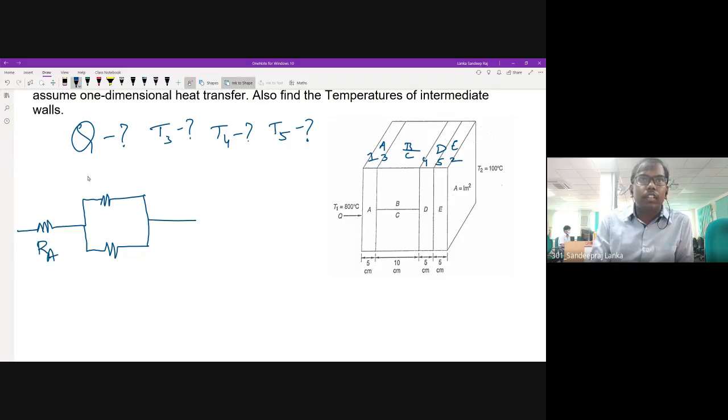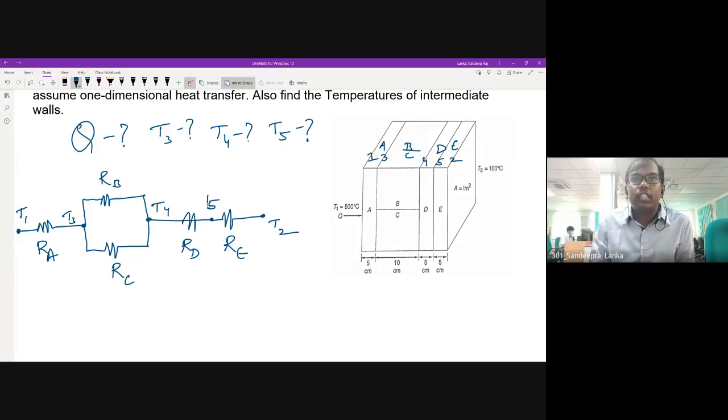This parallel circuit, on the top you have RB, on the bottom you have RC. Then again you have a resistance, let me call it RD, and this RD is in series, and then RE, which is in series again. So now, if I have to indicate the temperatures here, here you have T1, here you have T2, and then here I have T3, here I have T4, T5.